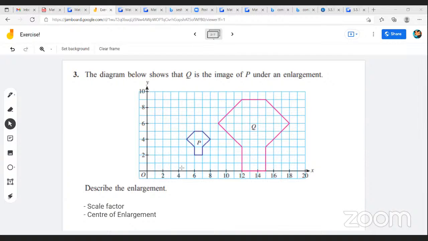Okay, so first let's look at the center of enlargement. In order to find the center of enlargement, you must draw a straight line from the points that are congruent. For example, if you look closely, you can see that these 2 points are similar. And then therefore you can connect them like this. And once you connect them, you have to extend them for as long as you can, or within reason, obviously.